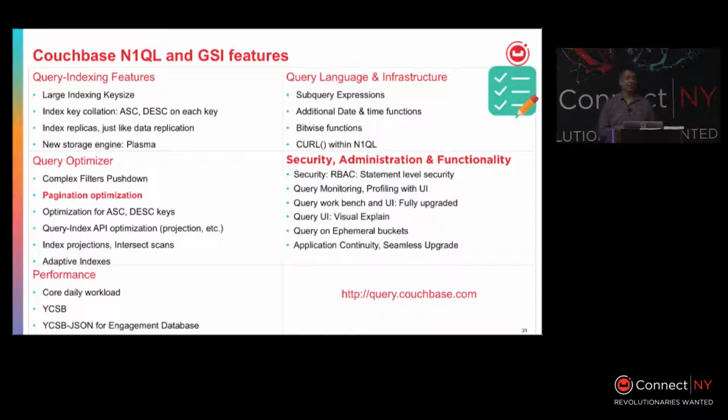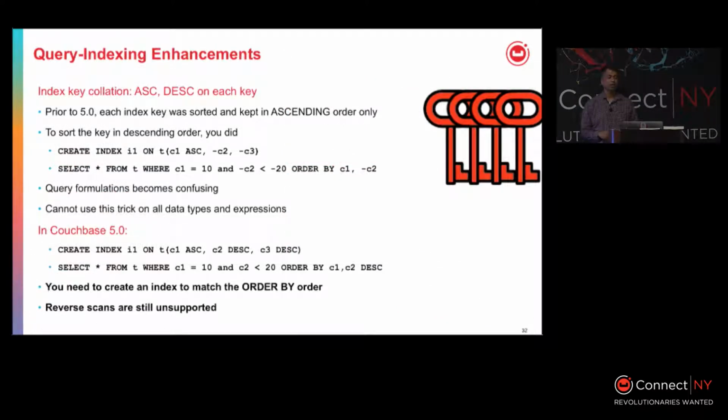I have categorized the high-level features into query and indexing features, where the query engine exploits the improvements in indexing, the query optimizer features that we have improved, the core performance features, some of the language extensions, as well as security and functionality. This usually takes 3 hours. I'll have to cover it in 15 minutes. Again, in the second edition of the book, we have written about all these features in detail for you.